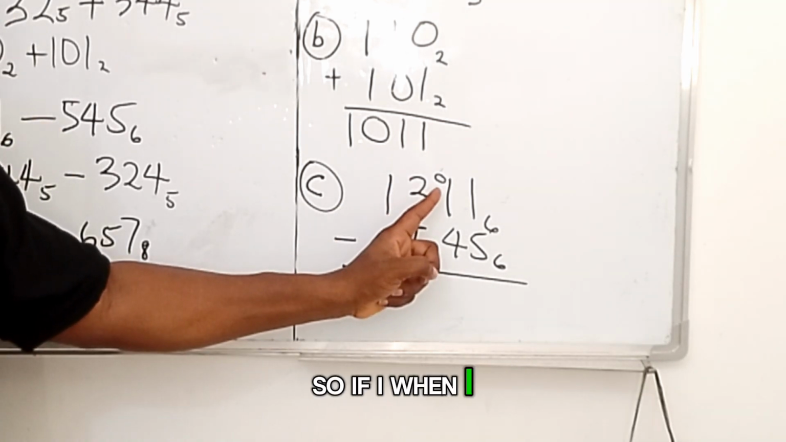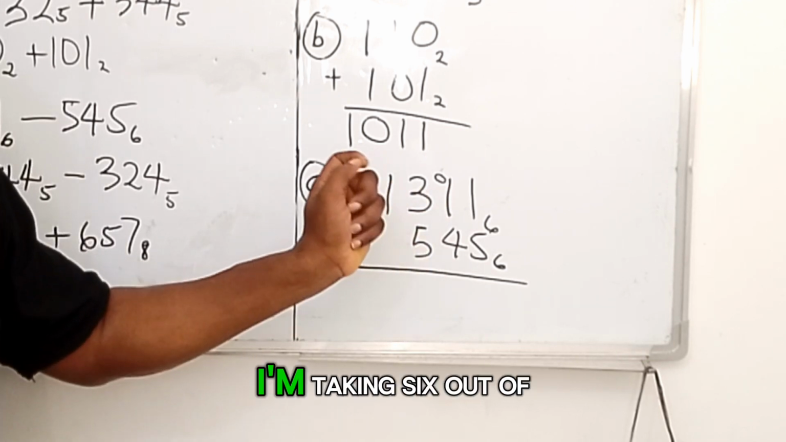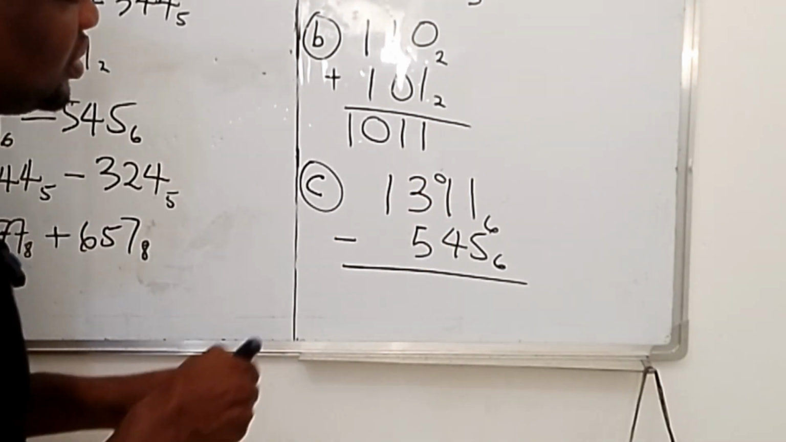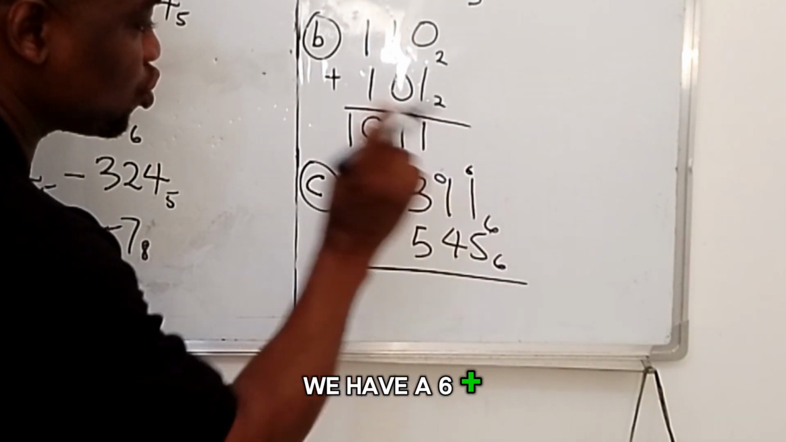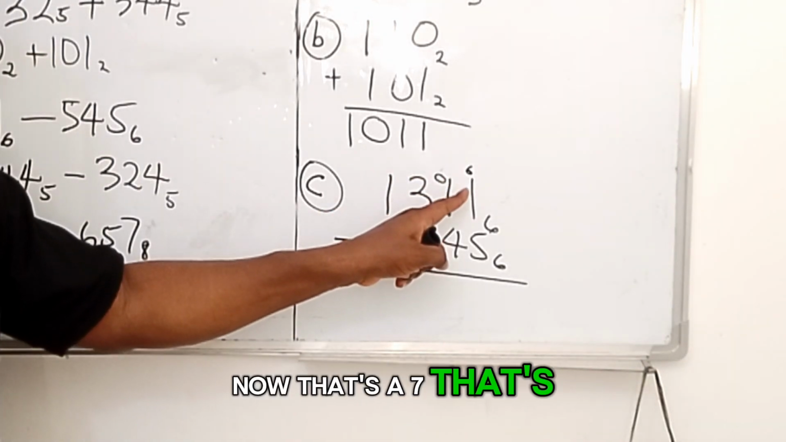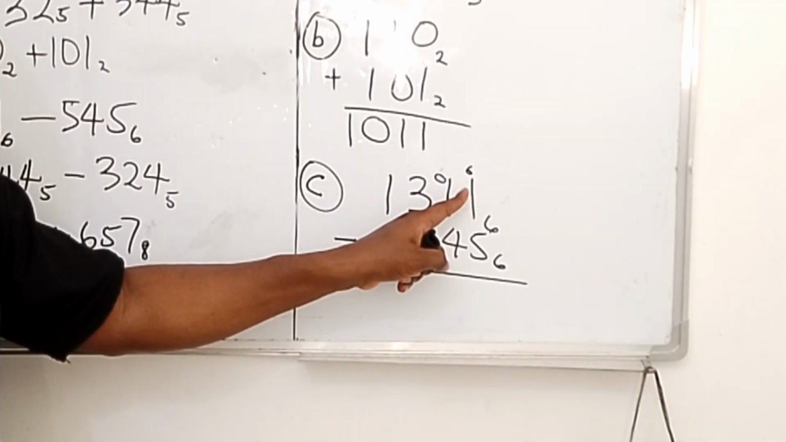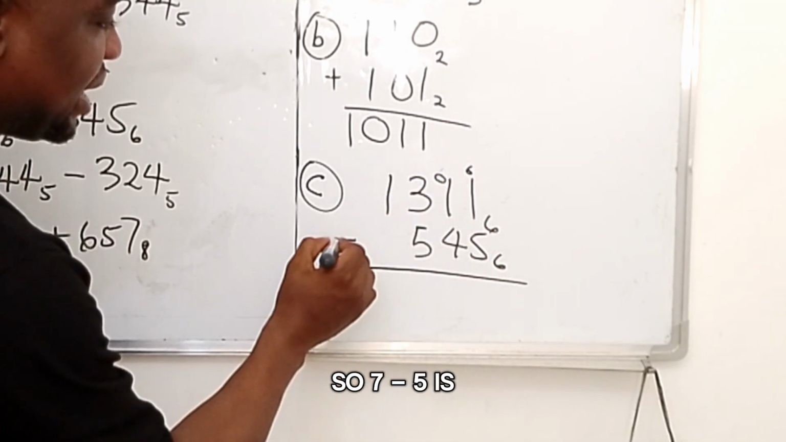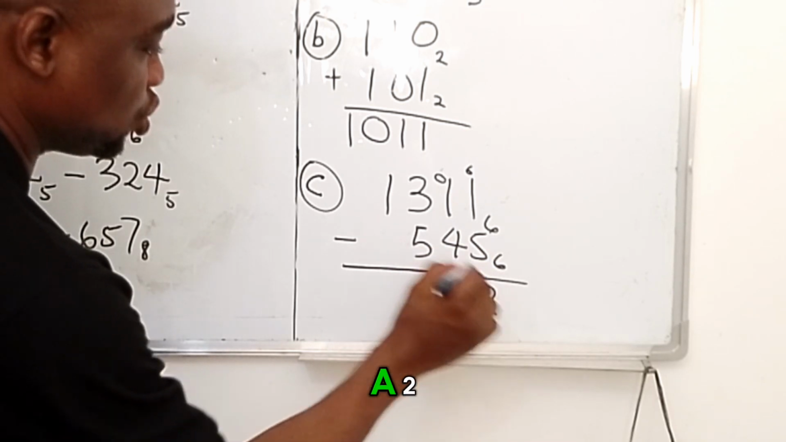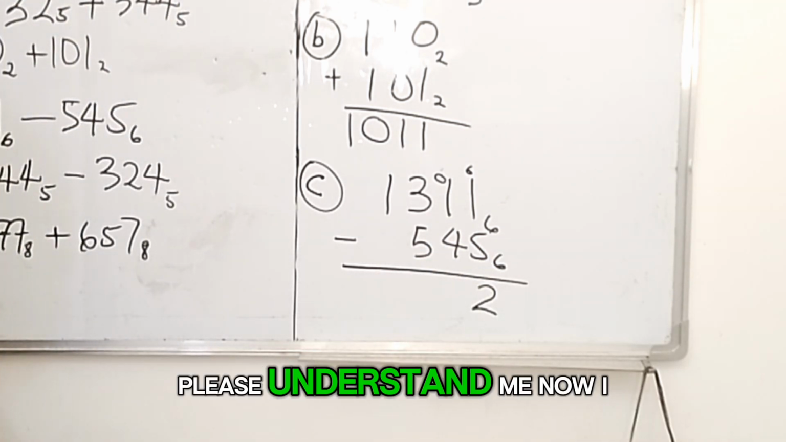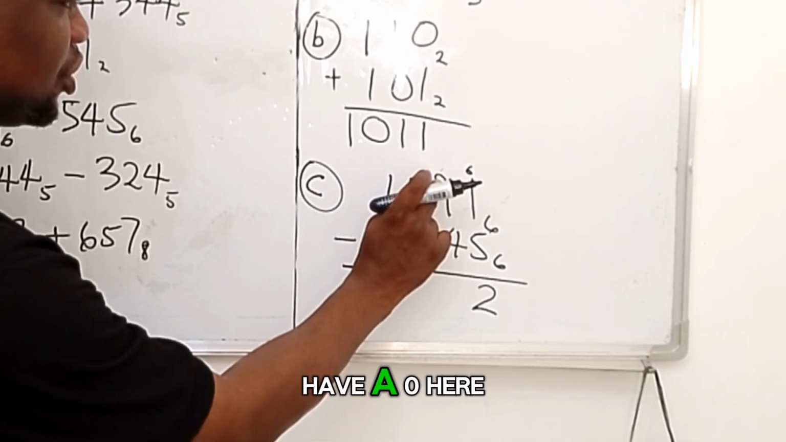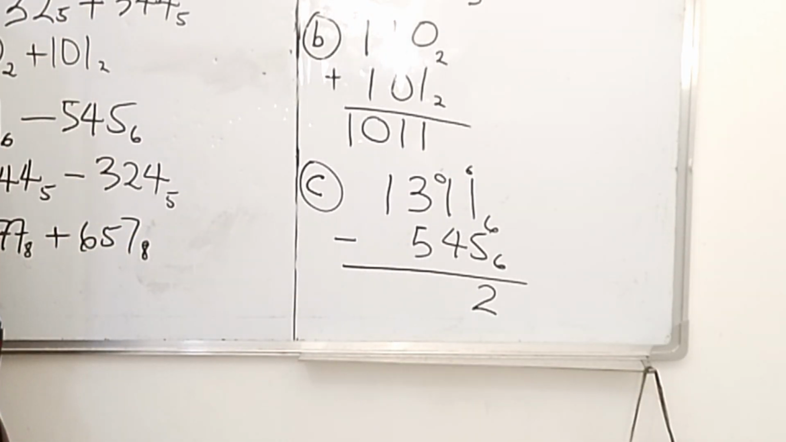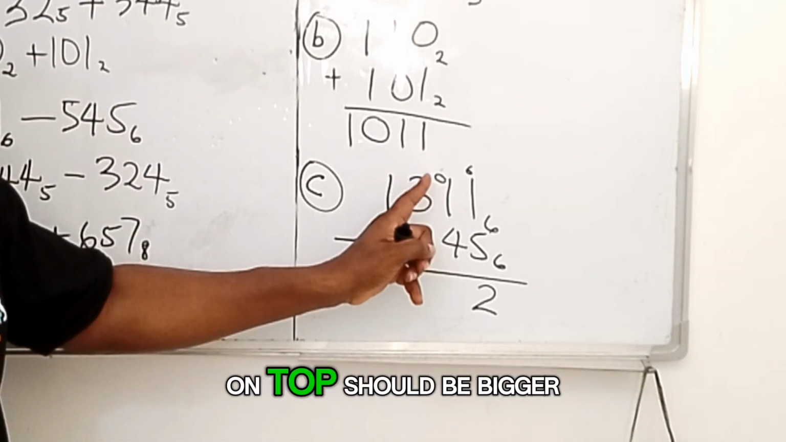So when I borrow 1 from here, I'm taking 6 out of here. So you have a 6. We have a 6 plus 1 now. That's a 7. That's what we have here now, 7. So 7 minus 5 is a 2. Please understand me. Now, I have a 0 here. 0 minus 4 cannot. Like I said, the number on top should be bigger.